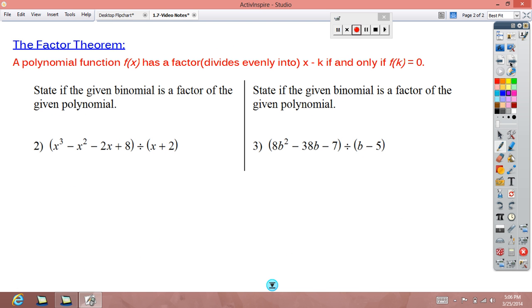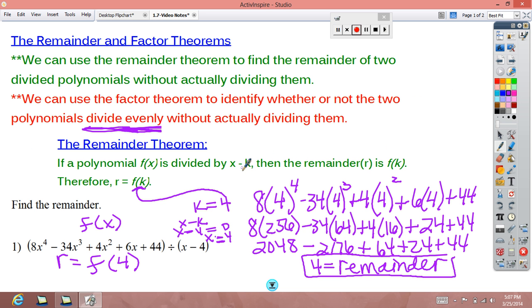The factor theorem says a polynomial function f of x has a factor, divides evenly into x minus k, if and only if, hopefully you remember this notation from geometry, IFF? A biconditional term means we can go from here to here and backwards from here to here. If and only if f of k equals 0. We just found out that f of k equals 4. F of k is the same thing here as the remainder theorem. When we solved that, we found out that my remainder was 4.